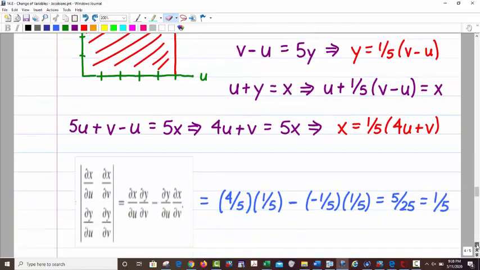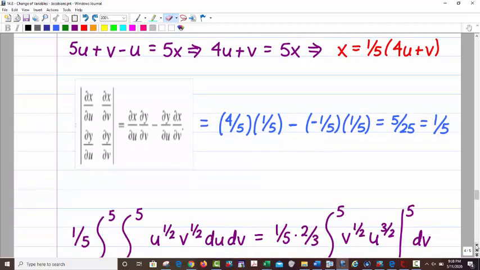So we've got to do our partial derivatives to get our Jacobian. Partial of x with respect to u, don't forget the 1/5, so it'll be 4/5. Partial of y with respect to v will be 1/5, minus the partial of y with respect to u, which will be negative 1/5 when you distribute that out right here. And then partial x with respect to v, right here will be 1/5 v, so it'll be 1/5. So 4 over 25 plus 1 over 25 gives me 5 over 25, which then just reduces to 1/5.